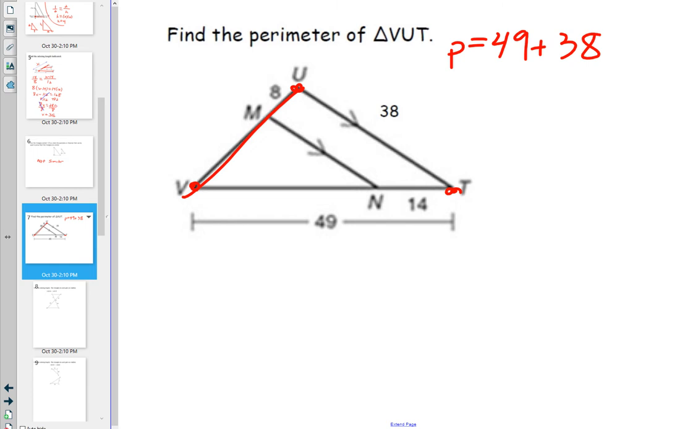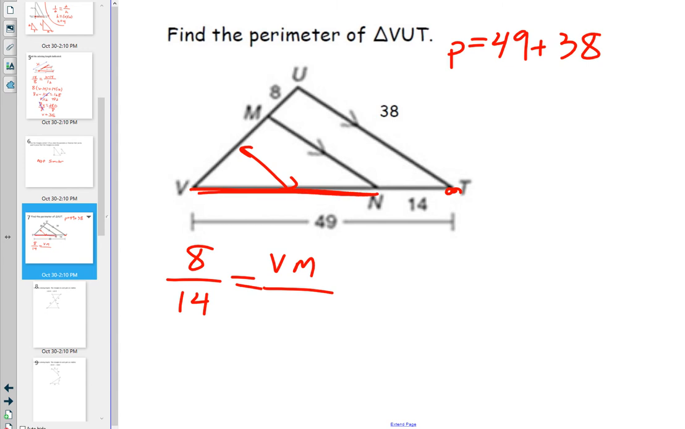But if I use the parallel proportionality theorem, I actually have enough to find this and it wouldn't even be all that challenging. Now it looks like you could also split these up into two separate triangles and just use a proportion. But I'll use that theorem to tell me, okay, I'm going to use 8 over 14 as my scale. The VM is on the same side as the 8. Over here on the other side, what corresponds to it is VN. And even though they don't directly give me that measurement, how can I find that very quickly? Very good. 49 minus 14 is 35.